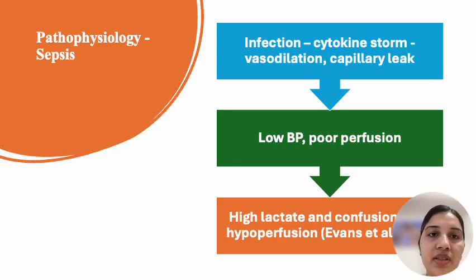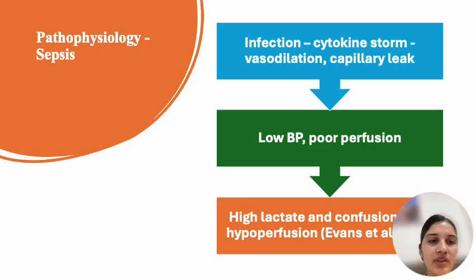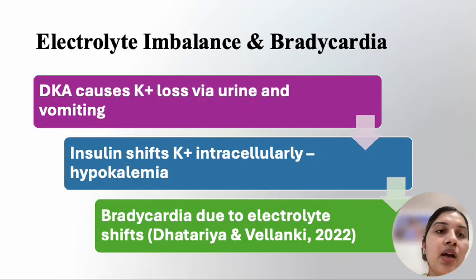Pathophysiology of sepsis. Infection leads to a cytokine storm, which leads to vasodilation and capillary leak. Because of that, blood pressure becomes low with poor perfusion, which leads to high lactate and confusion, and then hypoperfusion. Electrolyte imbalance and bradycardia.